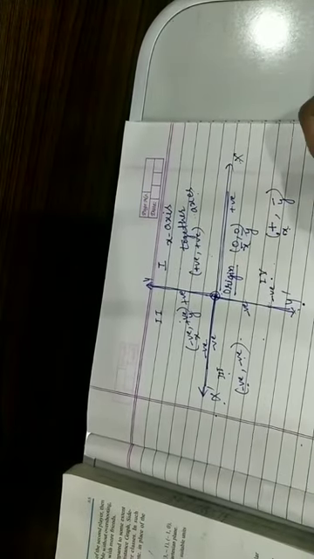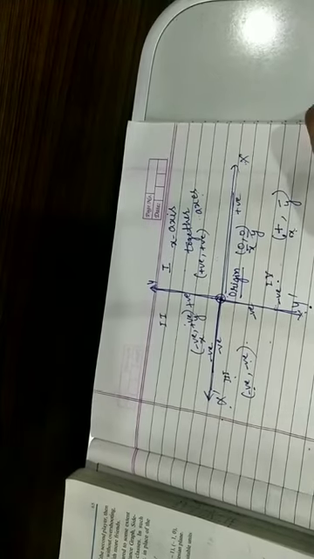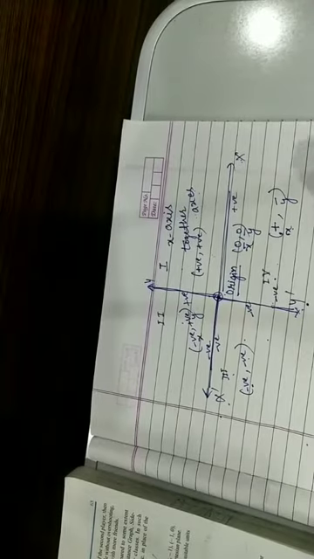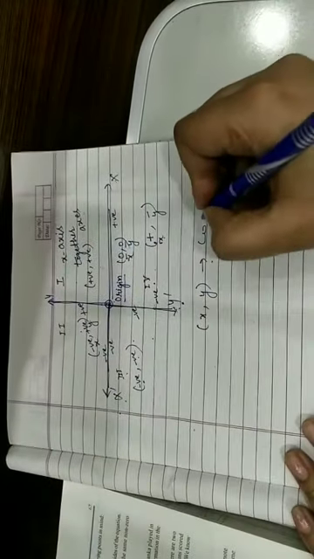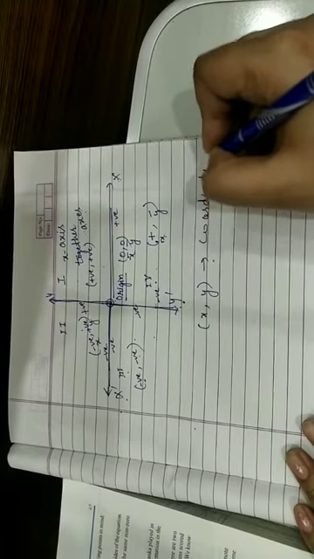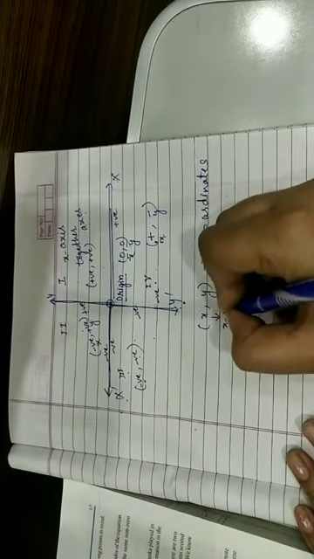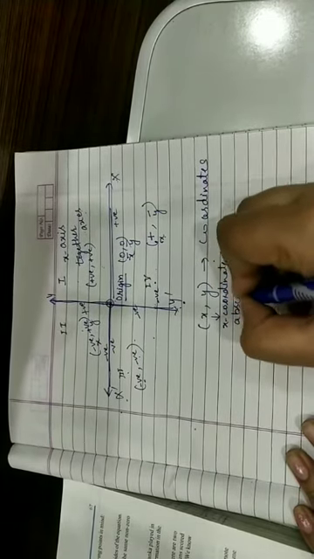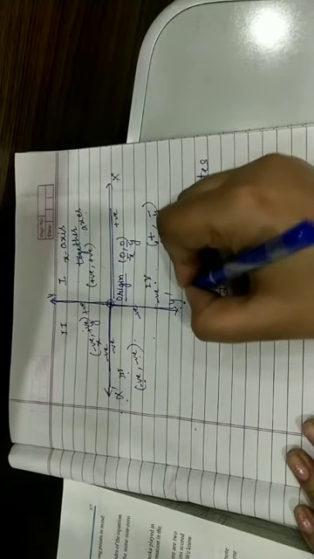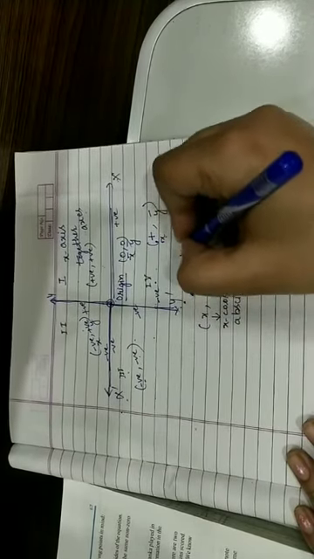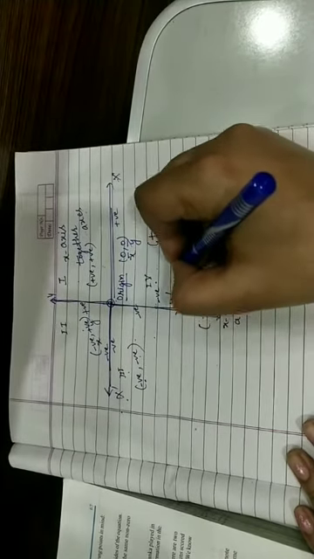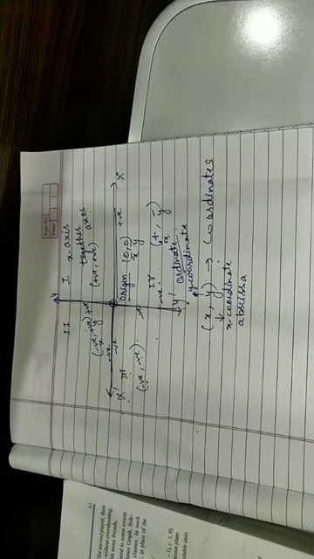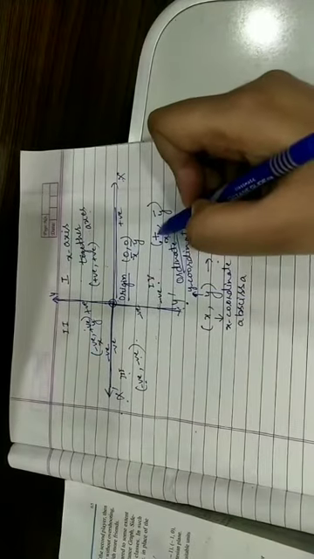Then we have learned their names. These are called coordinates. This is your x coordinate, and another name of the x coordinate is abscissa. This is your y coordinate, and another name of the y coordinate is ordinate. Then we learned how to locate the points on the Cartesian plane.